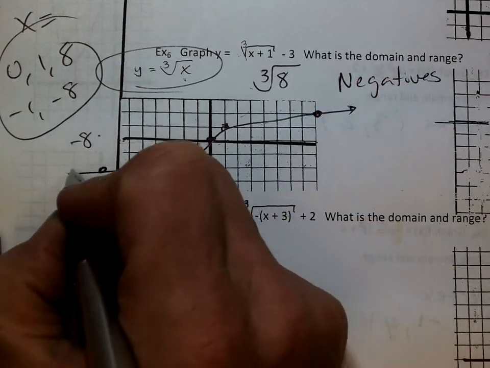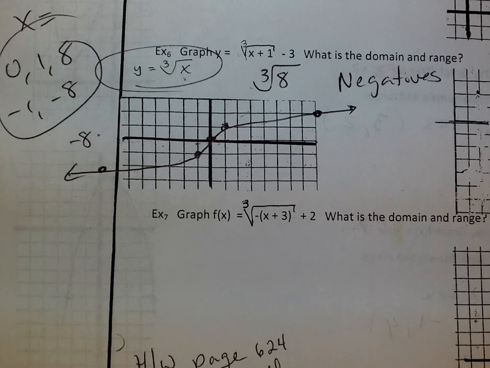There it is. So we want to move or translate this graph. This is my parent function. And to translate it, we're going to do the same thing. We're going to take this graph and move it.